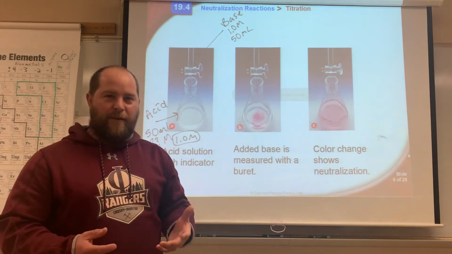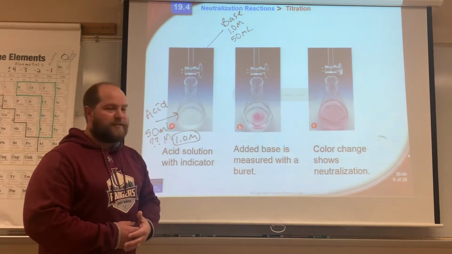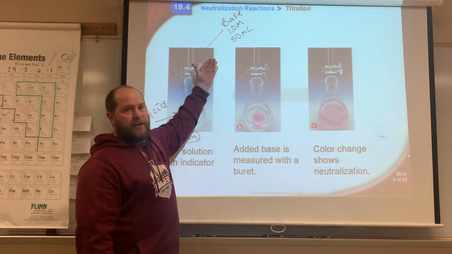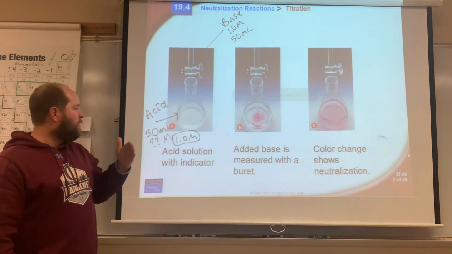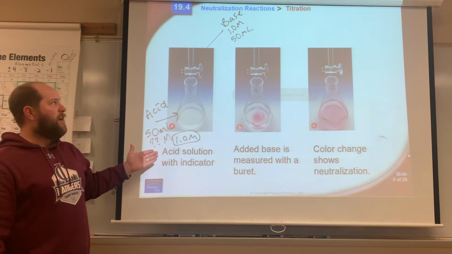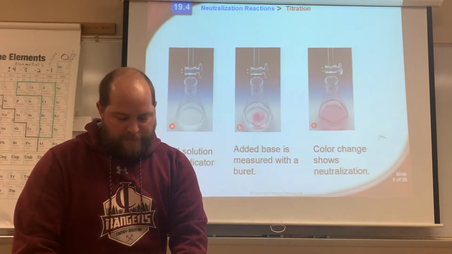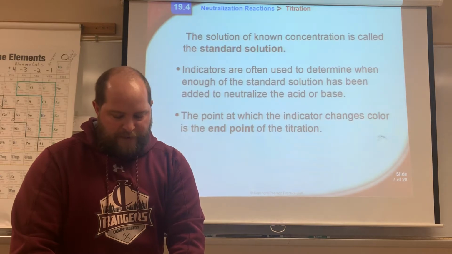So this is what acid-base titration is all about. It's using a known concentration to figure out an unknown concentration. Let's go back to that definition so you can see this a little better.